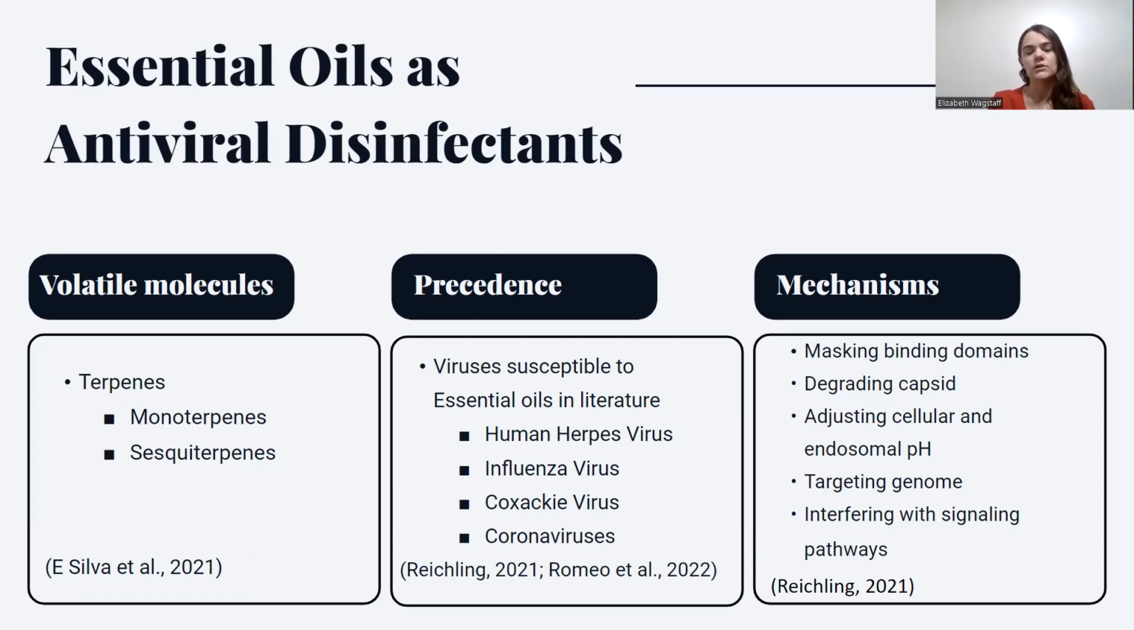There's a lot of research going on right now to determine the specific mechanisms that the essential oils and their molecules use to inactivate viruses. Specifically, they tend to mask binding domains, which prevents the virus from entering a cell. They can also degrade the capsid, which can distort those binding domains as well as destroy the viral particle. It can also adjust the cellular and endosomal pH, which affects whether the virus is able to decapsulate or be released into the cell. And there are also sometimes changes in the targeting genome, as well as interfering with signaling pathways within the cell and within the virion.